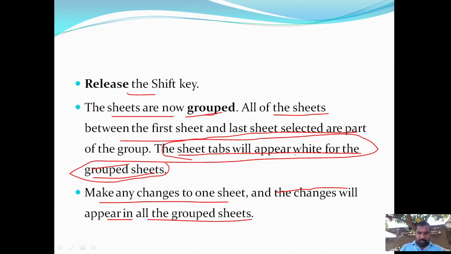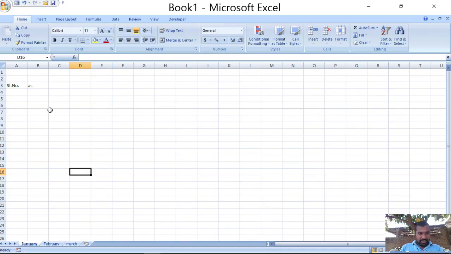The sheet tab will appear white for the grouped sheets. Okay, they are in white. Make any changes to one sheet and the changes will appear in all the grouped sheets. Okay, so they are in white mode. So they are not in a group.